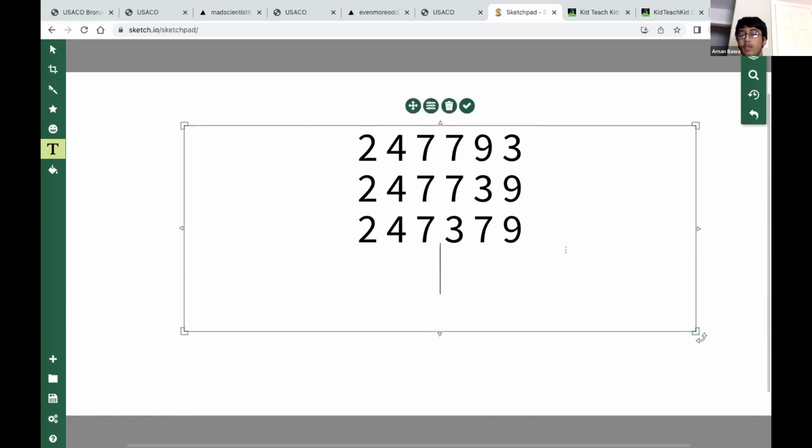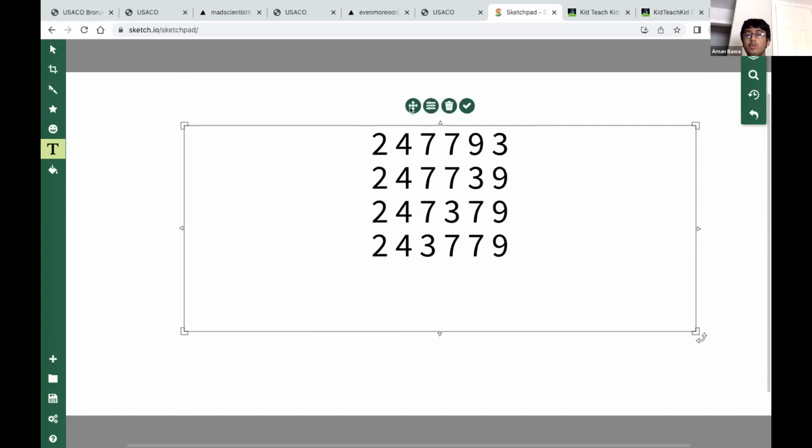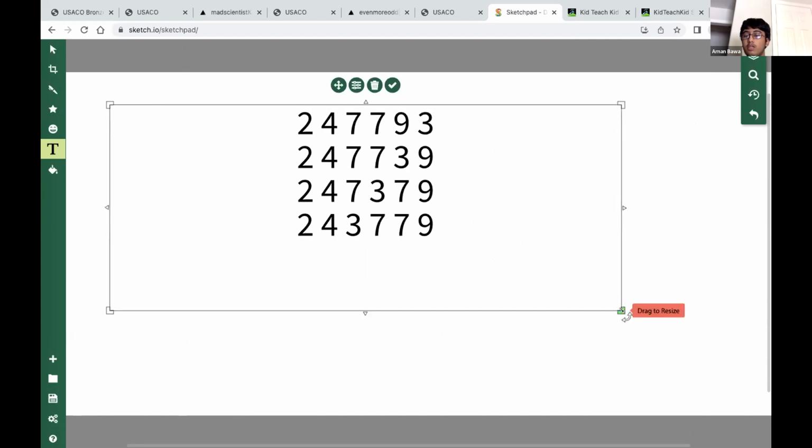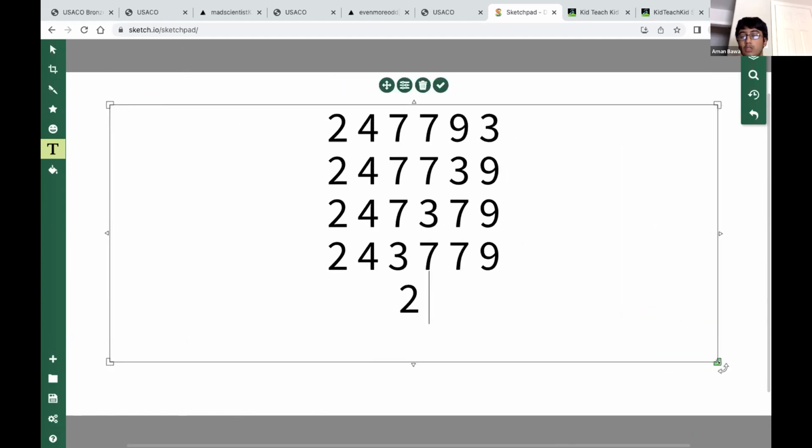Then we do the same thing again. We swap the 7 and 3. We do 2, 4, 3, 7, 7, 9. And finally, we swap the 4 and 3 to get the entire array in order. And we get 2, 3, 4, 7, 7, 9.